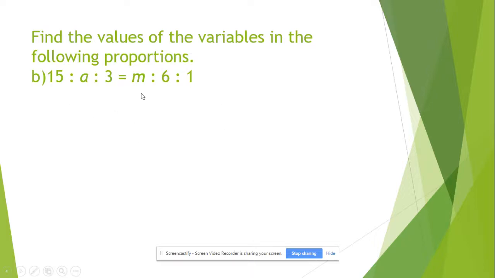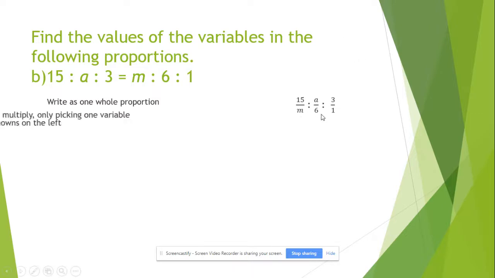Okay, so basically it's the same steps. Write the whole thing as a proportion. So you put the whole of the top line. So you've got 15 is to A is to 3, and then you've got M, 6, 1 at the bottom.